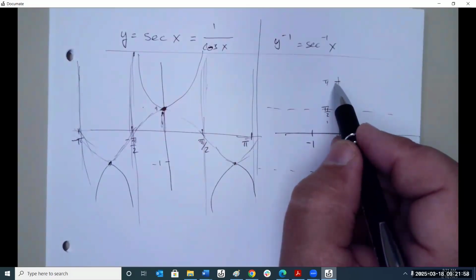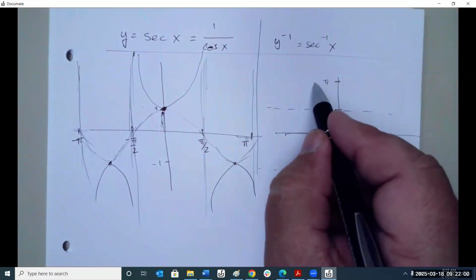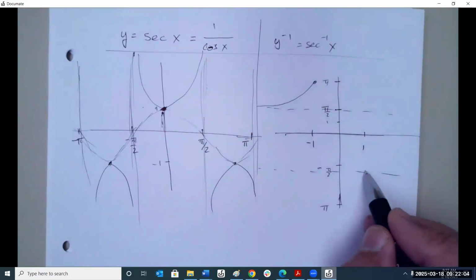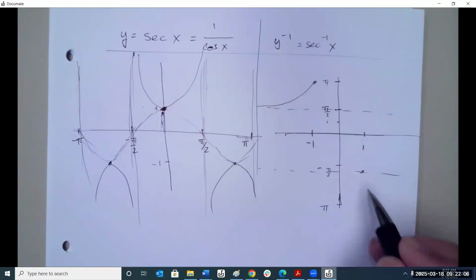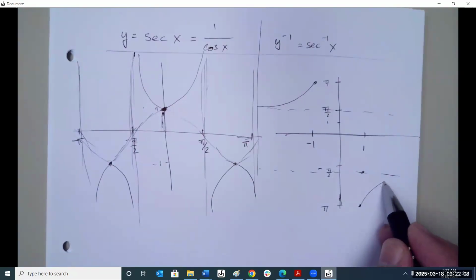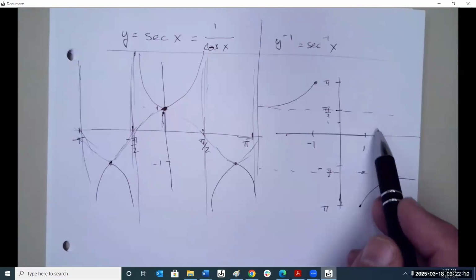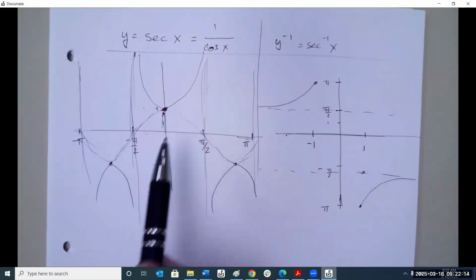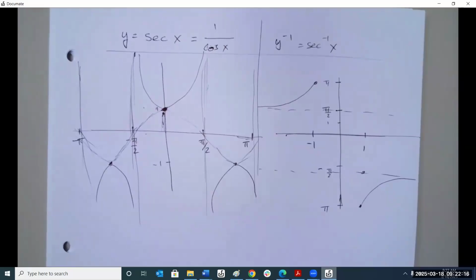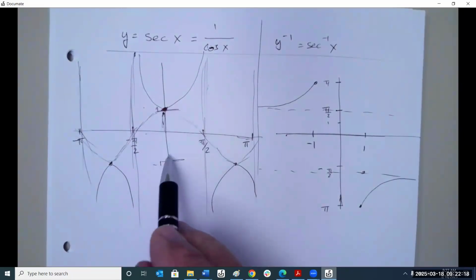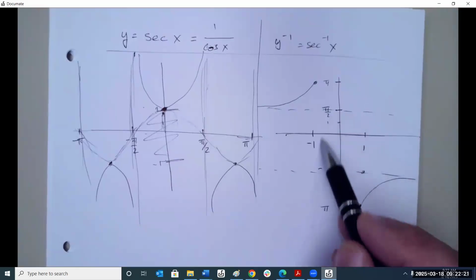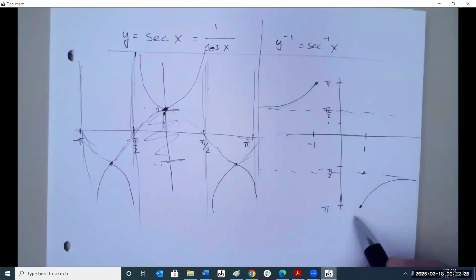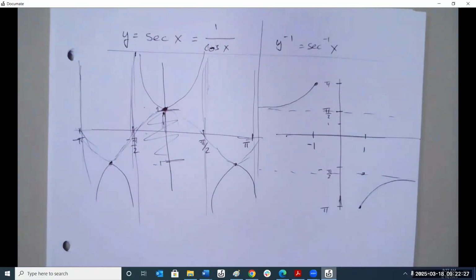From pi, we have from here, and from here at pi, we go up. We don't have anything within the negative pi over 2, pi over 2, within that first part. Within here and here, we have nothing inside here. So between there is nothing. So that, like that.